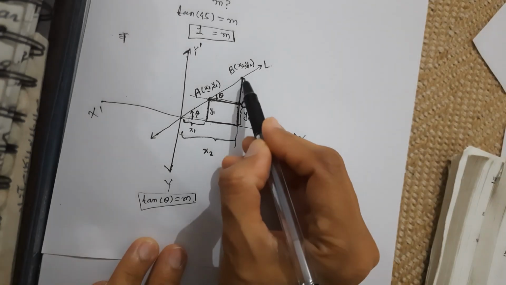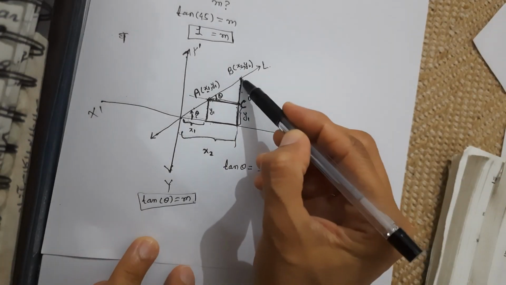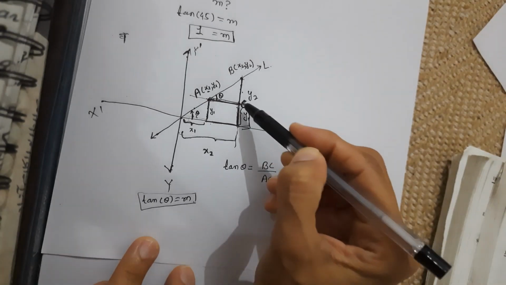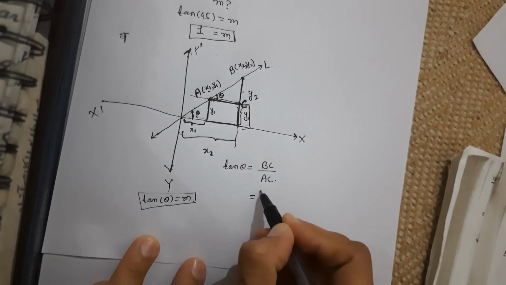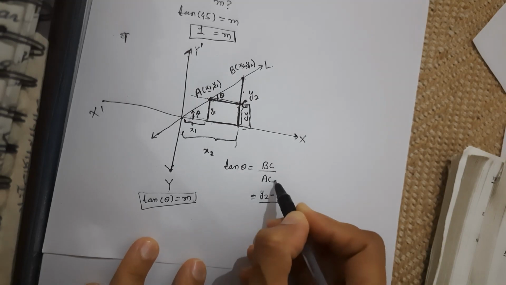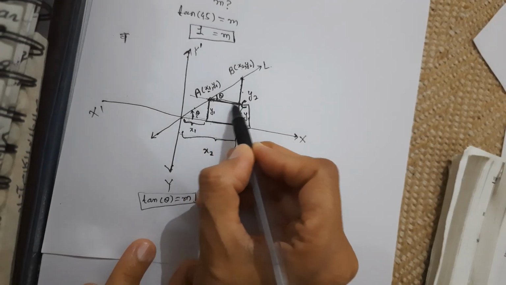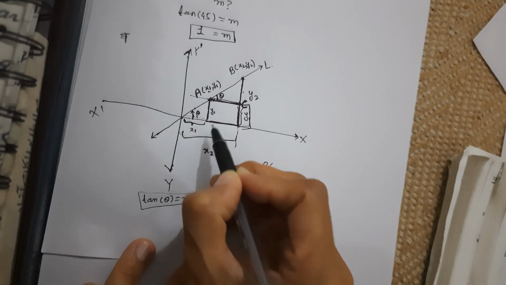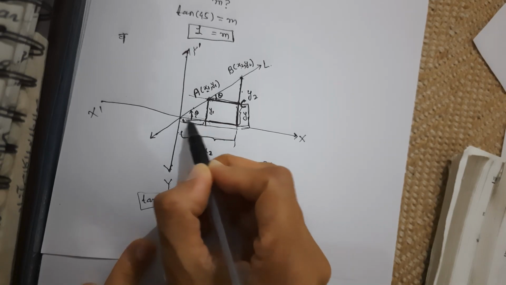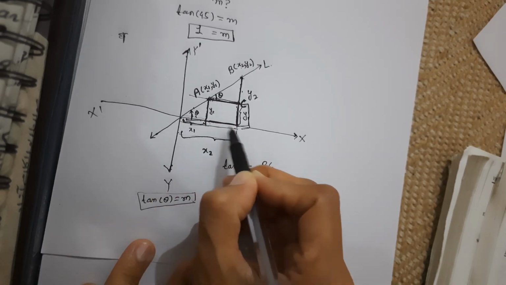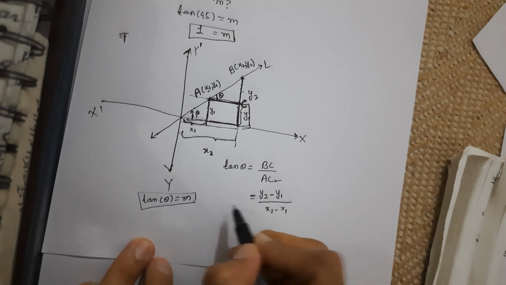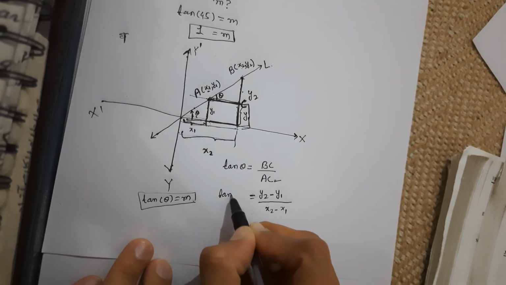And what is the value of BC? This complete value is y2. We just subtract y1 from it. Okay. So what will we get? y2 minus y1. And what will be the value of AC? I just want to calculate this much. So this complete distance is x2, and this one I want to remove from it. So this is x1. So x2 minus x1. And this is nothing but tan theta.